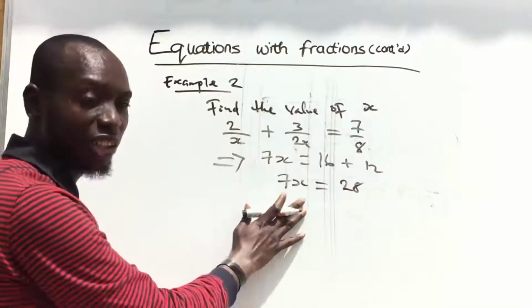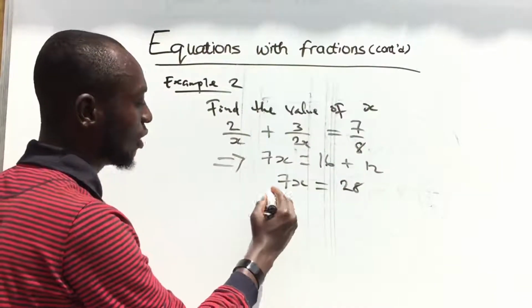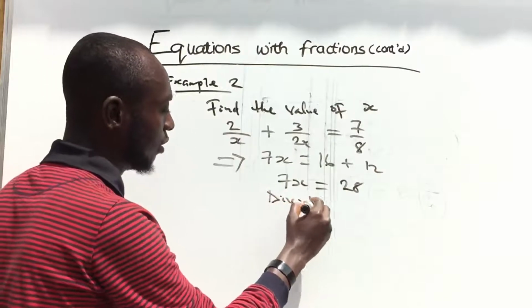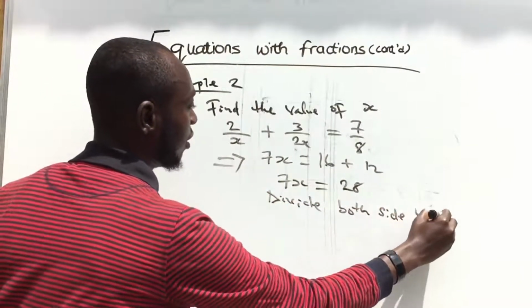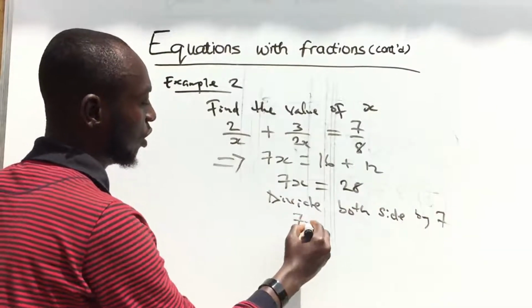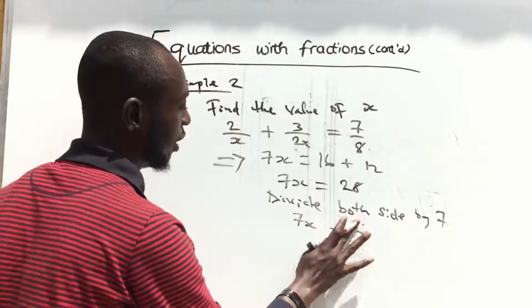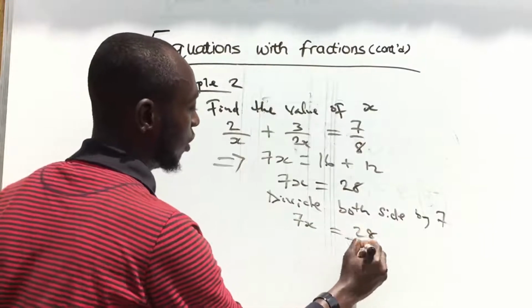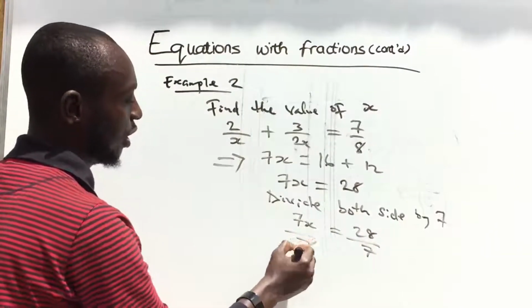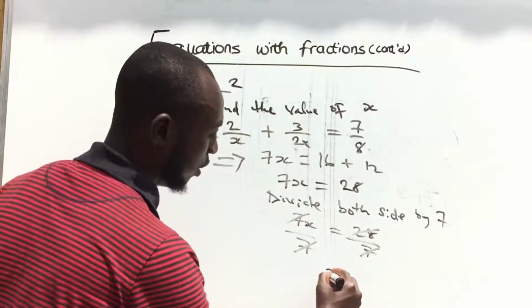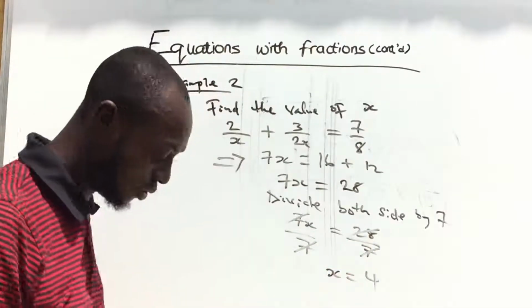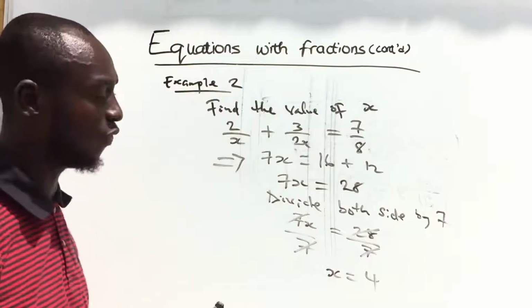Since I'm looking for this variable s, I'm going to divide both sides by 7. So this is going to give us 7s equals 28, 28 over 7. 7 into 28 gives us 4. So my s is equal to 4. So the value of s is 4.